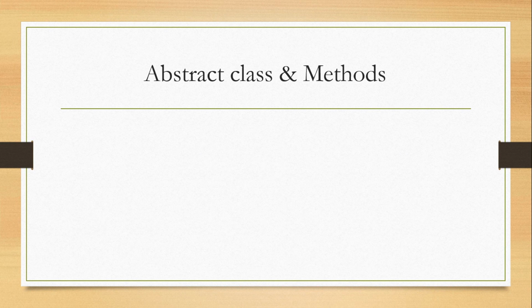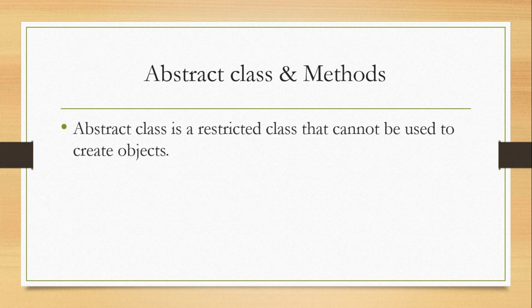Now let us see abstract class and methods. If we are creating a class which has abstract methods, basically we create abstraction with the methods only. So if your method is having the concept of abstraction, the class has to be abstract. Here it is written: an abstract class is a restricted class that cannot be used to create objects. Whenever we create an abstract class, we are not going to make an object of the class. That is a rule of abstraction.